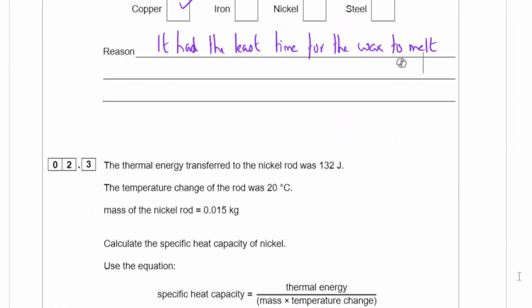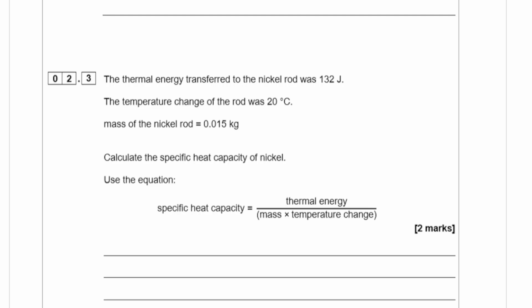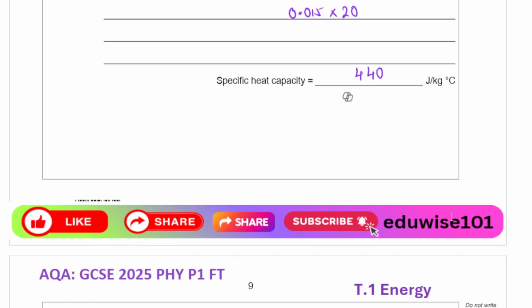The thermal energy transferred to the nickel rod was 132 joules. The temperature change of the rod was 20 degrees. The mass of the rod is 0.015. Calculate the specific heat capacity. They have given you the equation, so all we have to do is substitute it. Energy transferred, or thermal energy, is 132, multiplied by the mass 0.015, multiplied by the temperature change. That would give me 440 joules per kilogram degree Celsius.